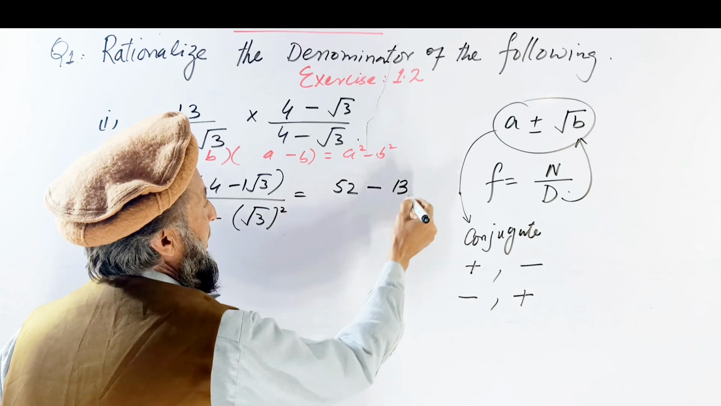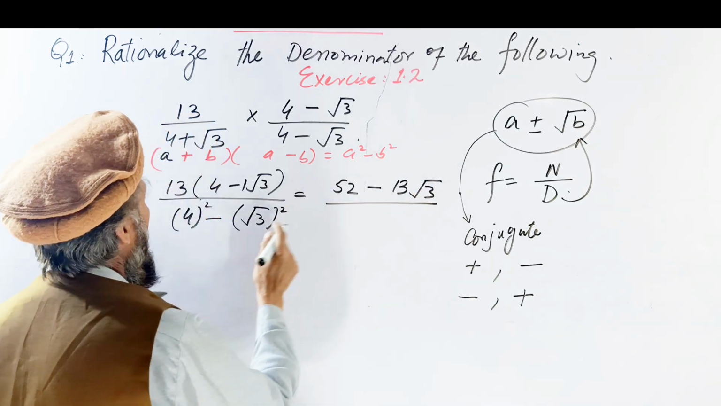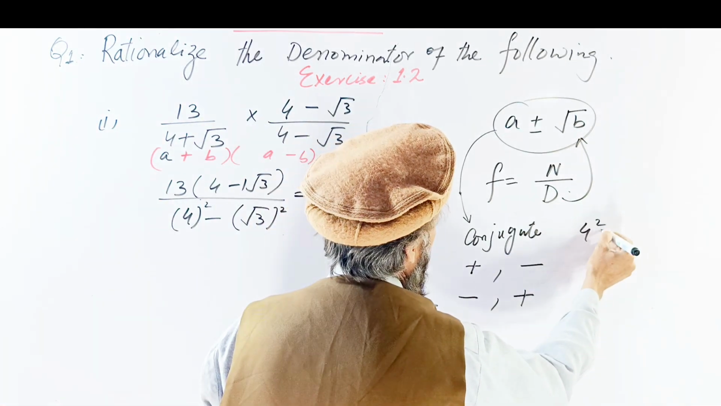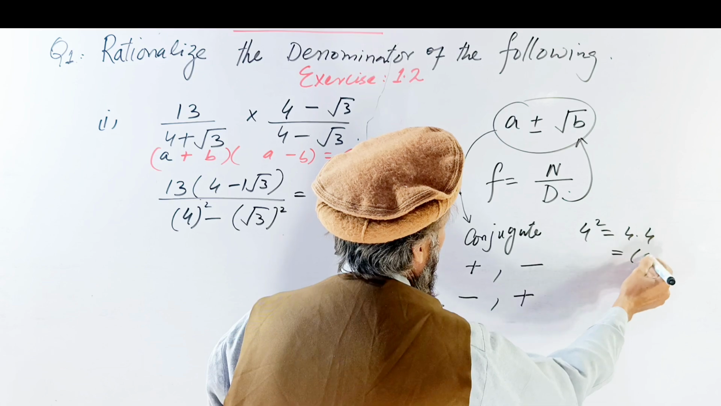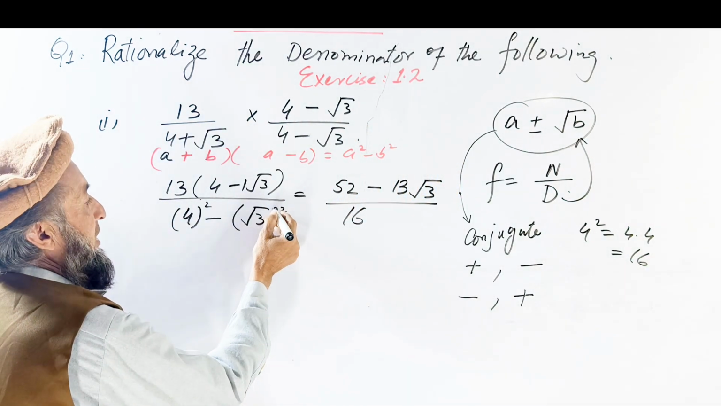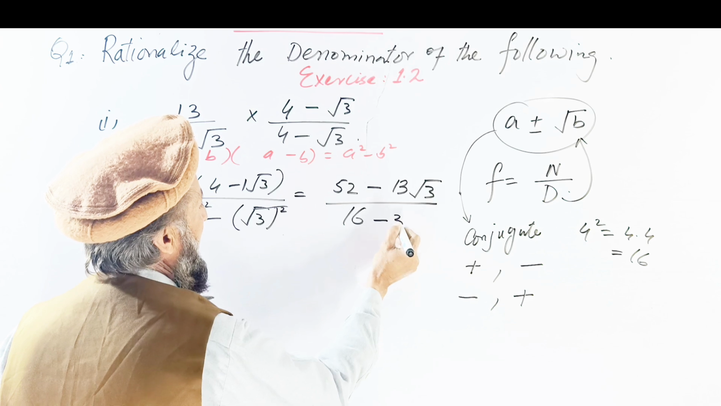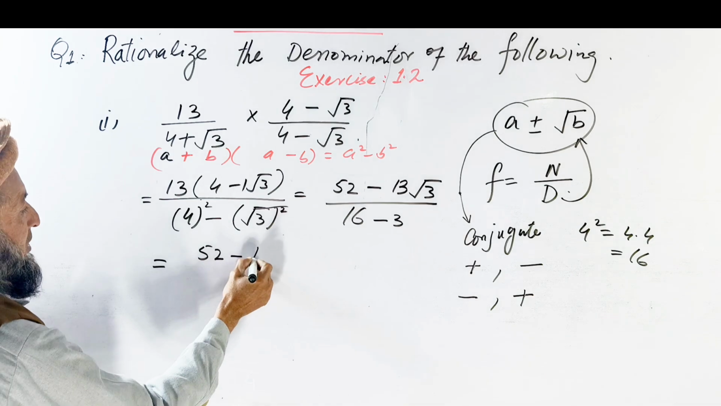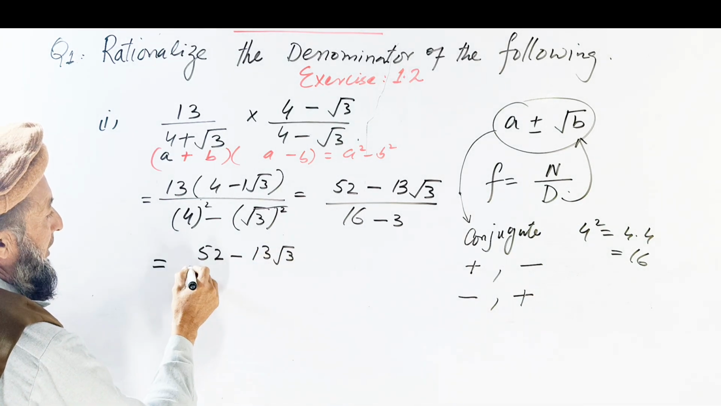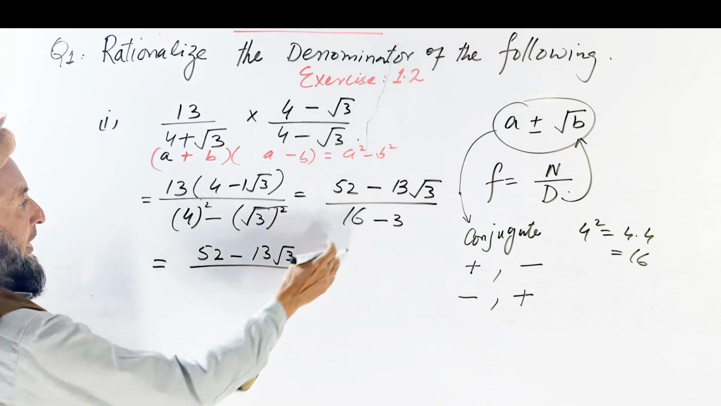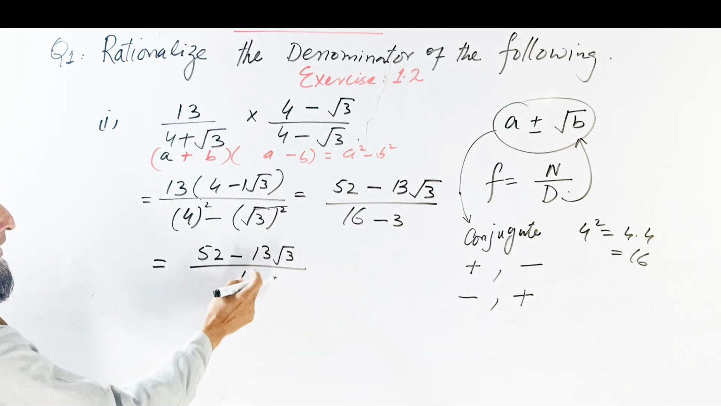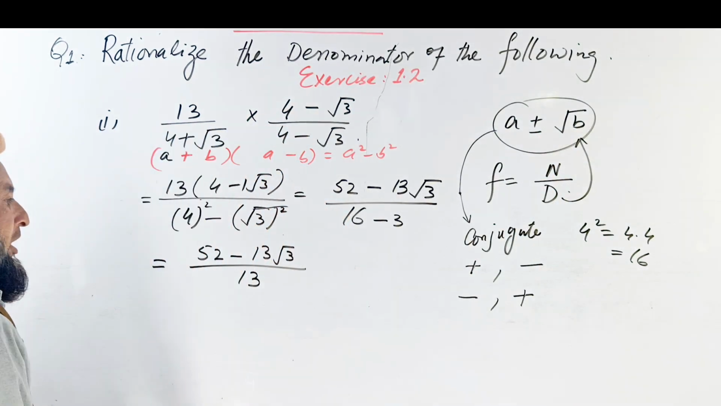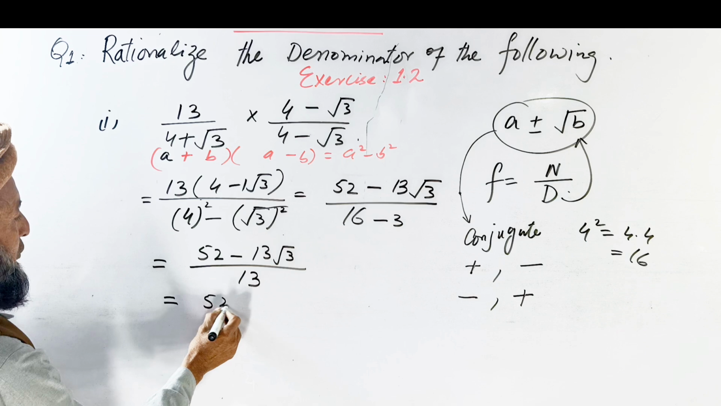So we multiply 13 by 1 with square root of 3, divided by 4 square, which is 16, and 16 minus 3 gives us 13. Now we get the simplification: 52 minus 13 square root of 3, and here 13 in the denominator. Now look here in the denominator, so the positive and negative signs are changed, so we can also write 52 divided by 13 and 13 square root of 3 divided by 13.